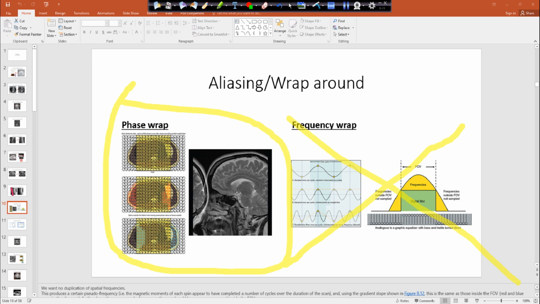So you'll never really see this on the registry or anything like that, but it is possible if something is going wrong with the programming of your actual scanner. So if you are seeing wrap in the frequency direction, that could be an issue. You probably have to just call your engineer on that one. But your phase wrap, this is something that we need to be able to compensate for.